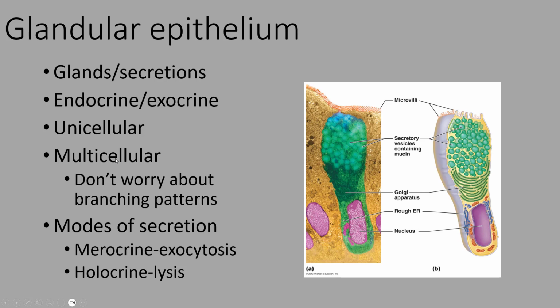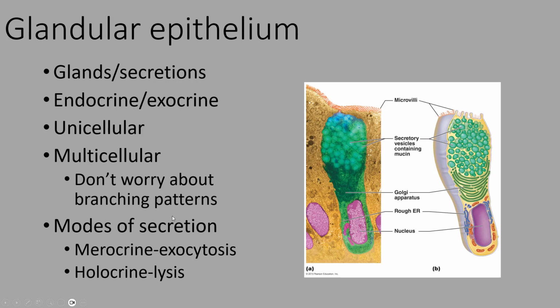Or they could be multicellular. And our book goes into a lot of detail with these multicellular glands, talking about all the different shapes and branching patterns. Don't worry about that. You do not need to know that for our class. I will not ask you anything about them on an exam. So just know unicellular or multicellular.